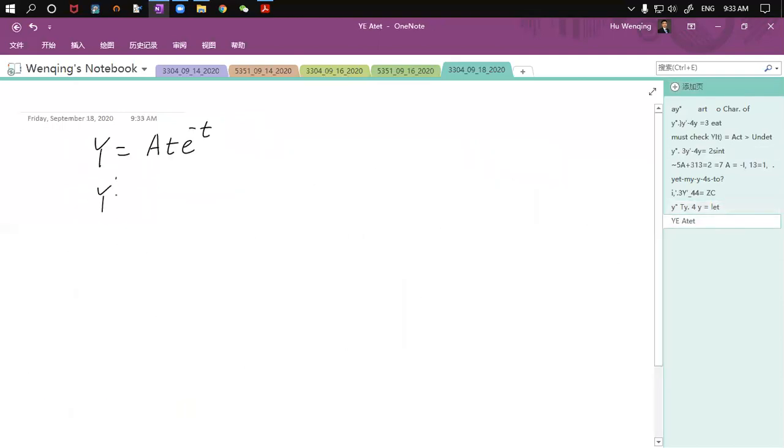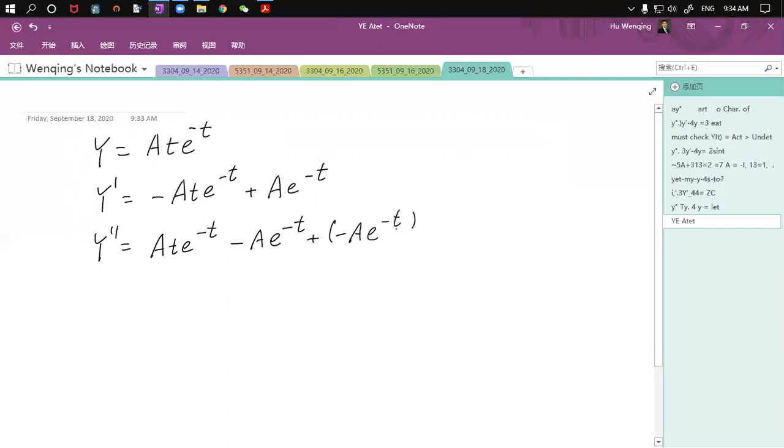And therefore, your y prime is minus a times t e power minus t. So you take a minus sign here, then plus a times e power minus t. Am I right? So you take a derivative. And then the second derivative, you're going to take another derivative here. So that's a times t e power minus t, and then you take a derivative here, so that's minus a times e power minus t, and plus the derivative of this one is minus a times e power minus t. So in total, you're going to have a t e power minus t minus 2a times e power minus t.